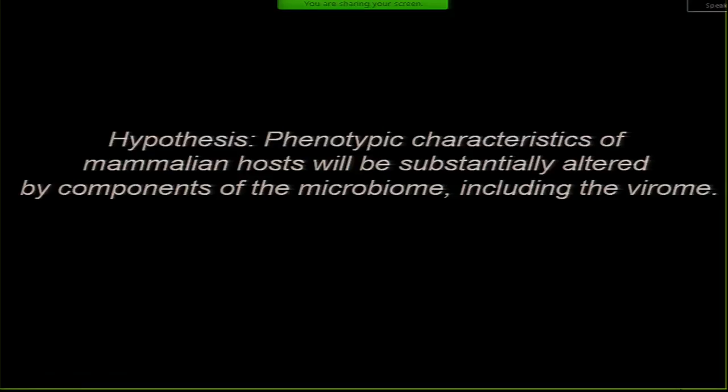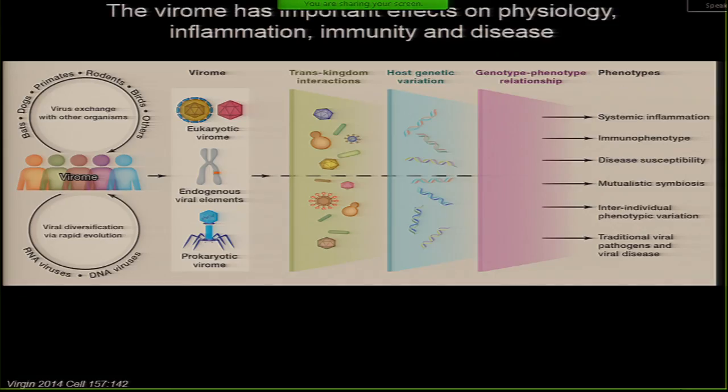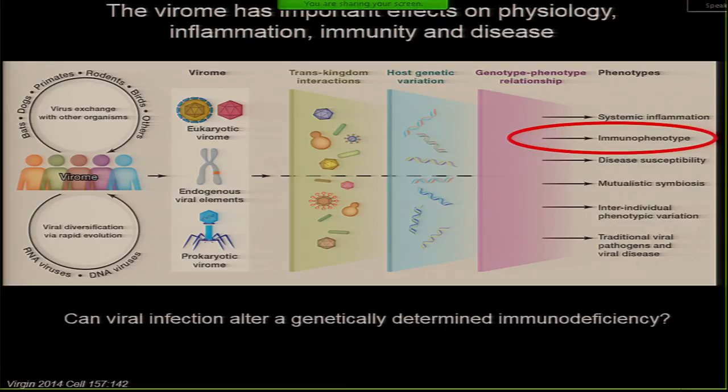Now, how important are these? Well, we hypothesized that phenotypic characteristics of mammalian hosts might be substantially altered. So we decided to do what we thought was a pretty tough test. If it changes the immunophenotype to have a chronic eukaryotic virus, could that viral infection alter a profound genetic phenotype in a host? Okay?